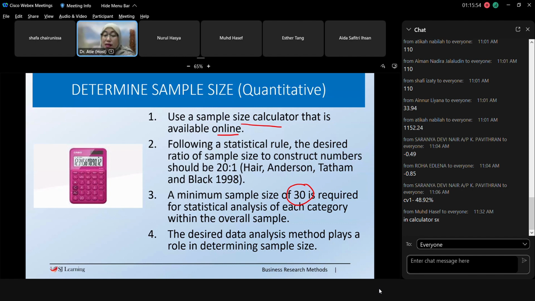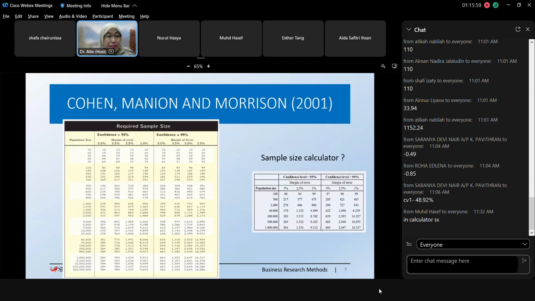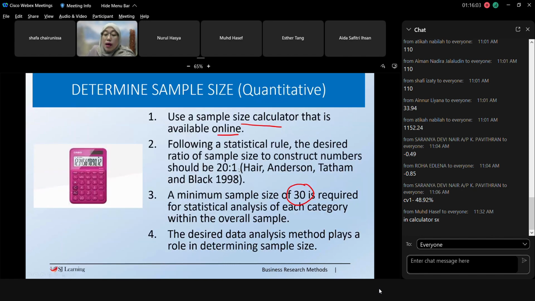And then the desired data analysis. It depends on the data analysis method that you use. Different methods require different sample sizes.